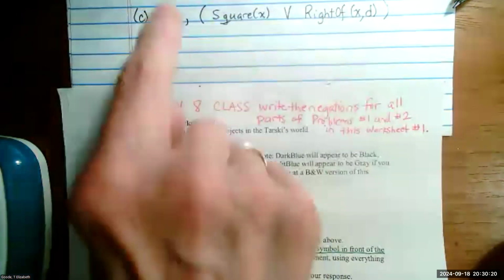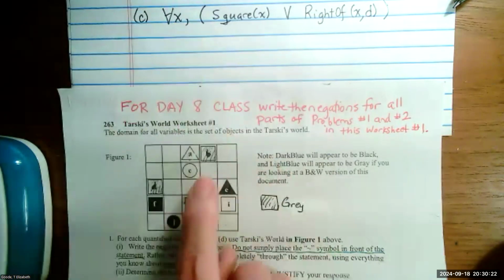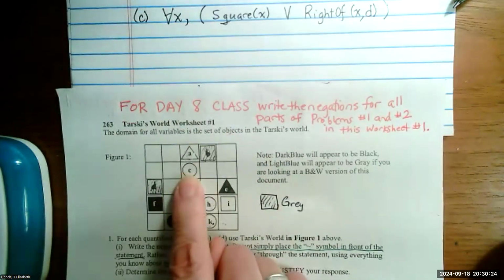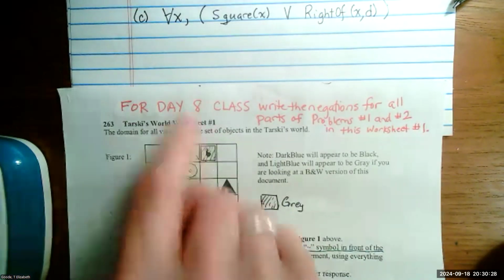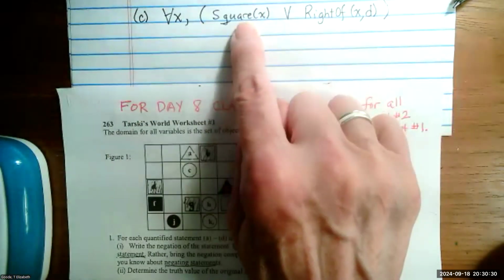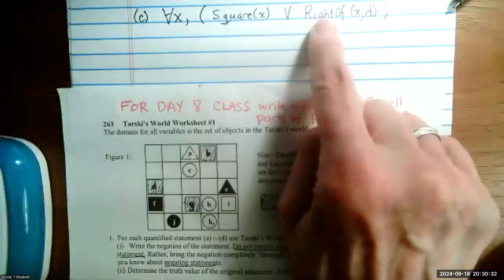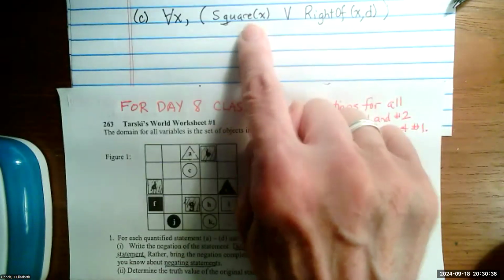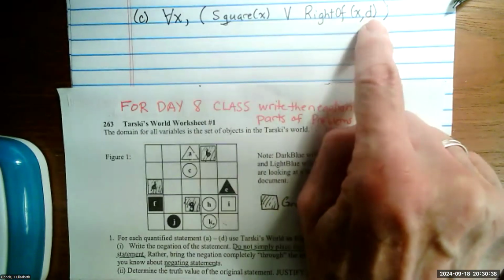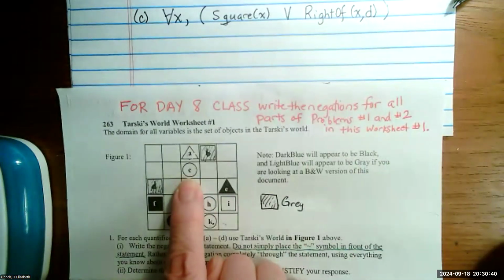Great, so far so good. It has to work for every single X though. So now let's check the next X. The next X is C. I'm just doing them in alphabetical order. When X is C, square C or right of CD has to be true. In other words, C has to be a square or C has to be to the right of object D.